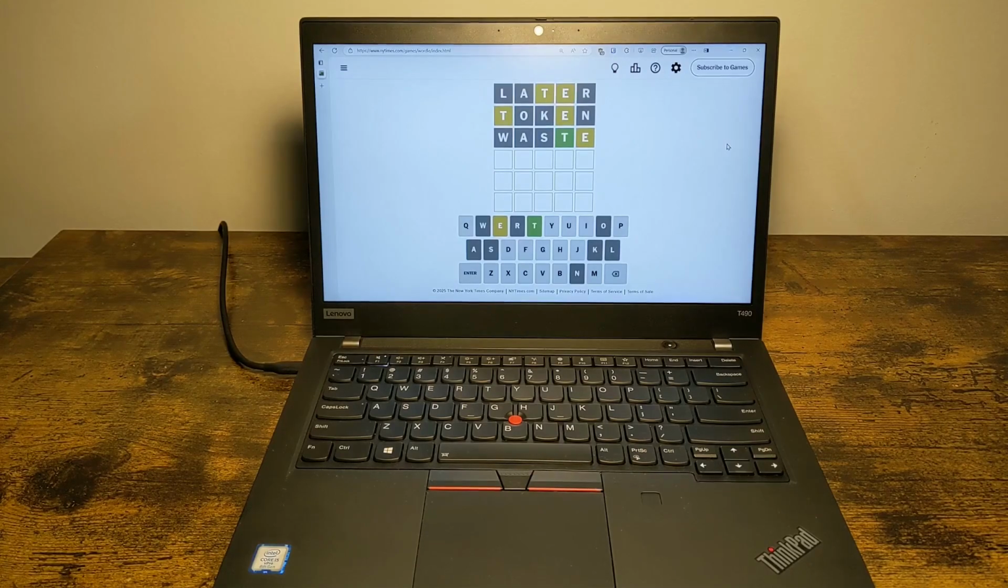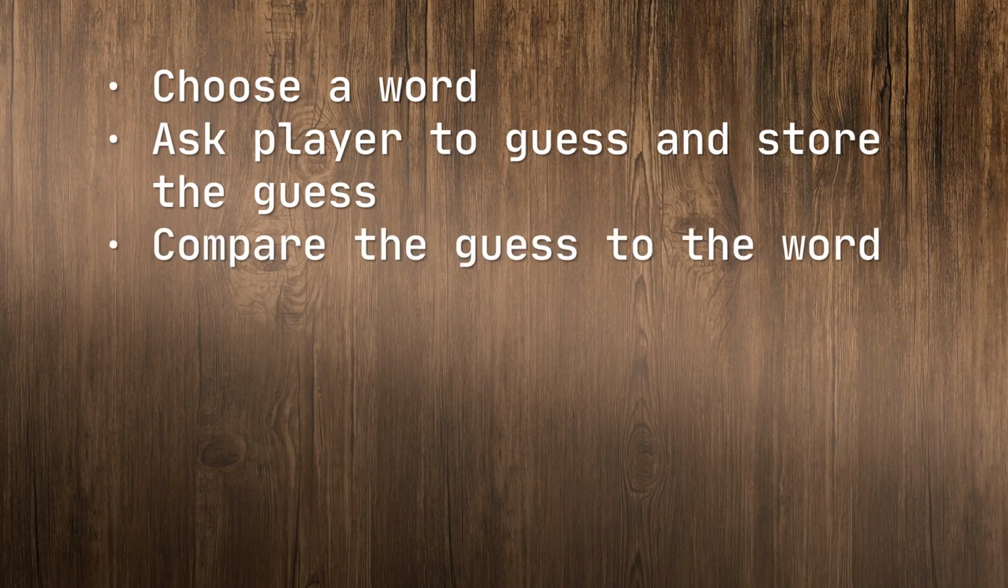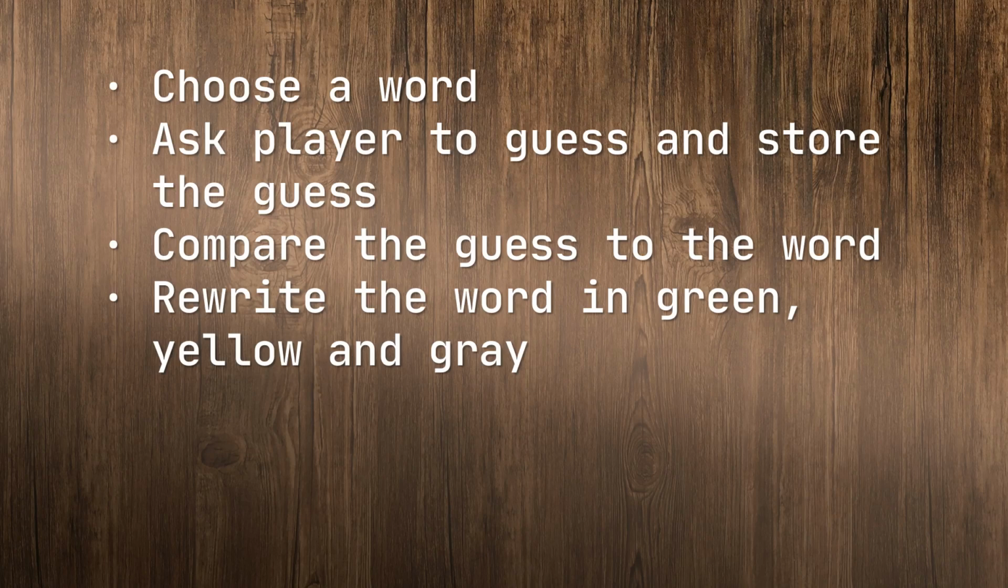There are a few different things this program will have to do. First, it will have to choose a word for the player to guess. Then it will have to ask the player to guess a word and store the guess in memory. Then it will have to compare the guess to the word of the day. If they match, the player wins. Otherwise, the program will check each letter to see if there are any in the right place and if there are any matches in the wrong place. Then it will have to rewrite the guess with the right place matches green and the wrong place matches yellow.